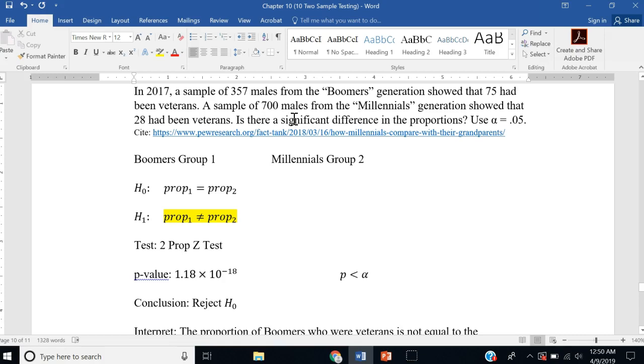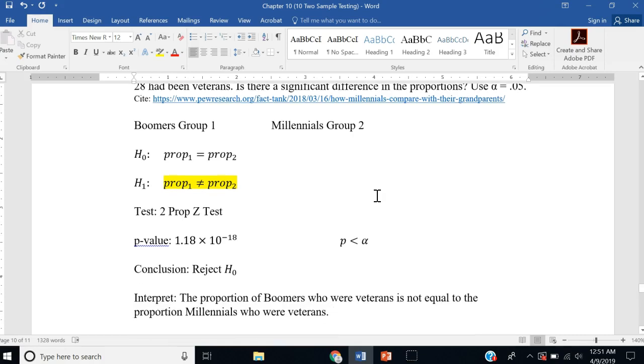If you look at the combined P hat, that's basically if I combine these all into one big group, that would be the proportion from the big group. So that's the idea.